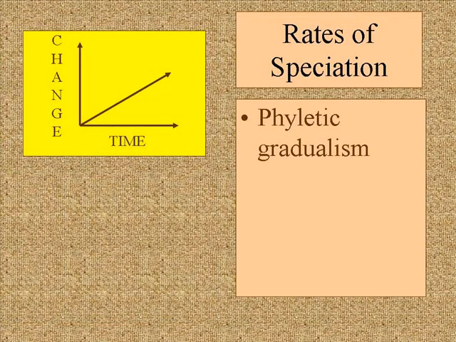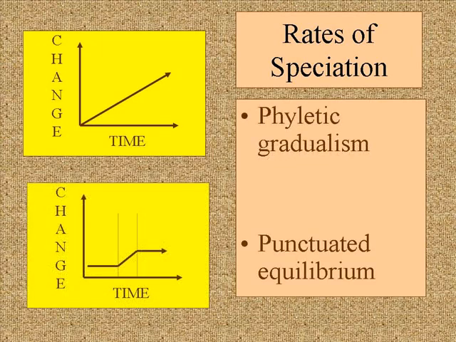The other thing we need to think about would be rates of speciation. How quickly might this occur? Well, there are a couple of models here too. The first is phyletic gradualism. In this model, when we have change on our vertical axis and time on our horizontal axis, it's suggested that this genetic change occurs very gradually over time. So it's a pretty smooth transition, but that's why it's called phyletic gradualism, because it's a gradual change from one species to another.